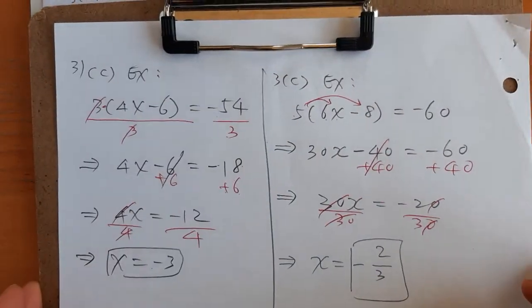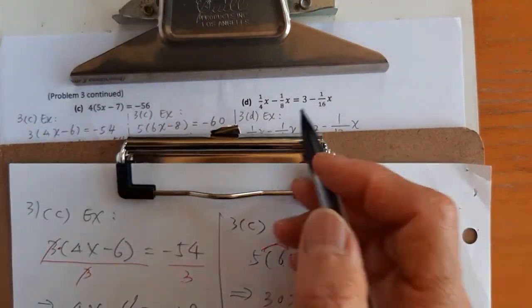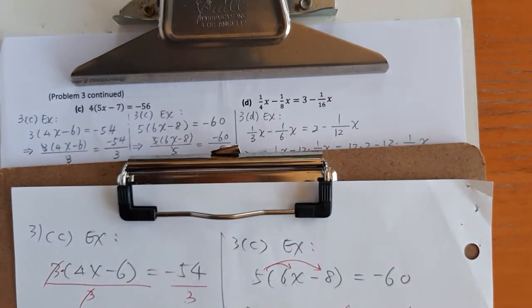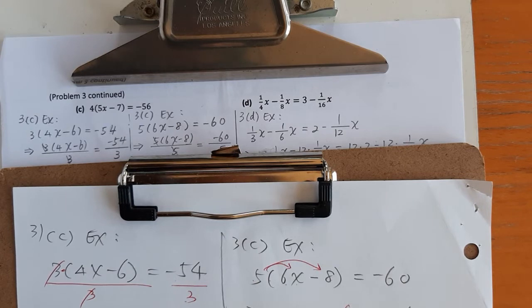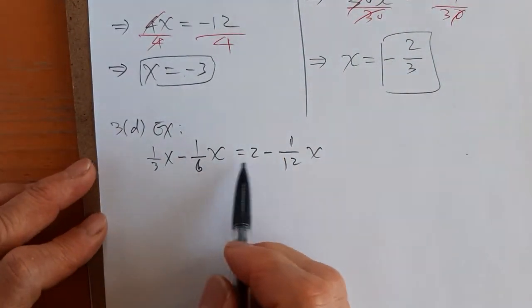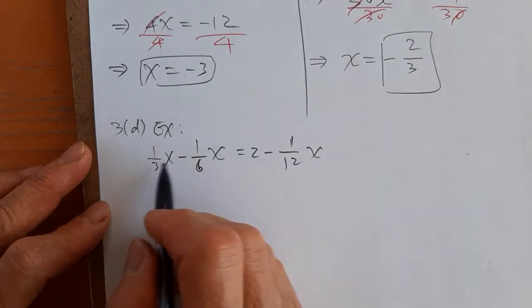3d. This is your homework question. Example here, 3d example. This one: 1/3 x minus 1/6 x equals 2 minus 1/12 x. So this one, you can simplify this.